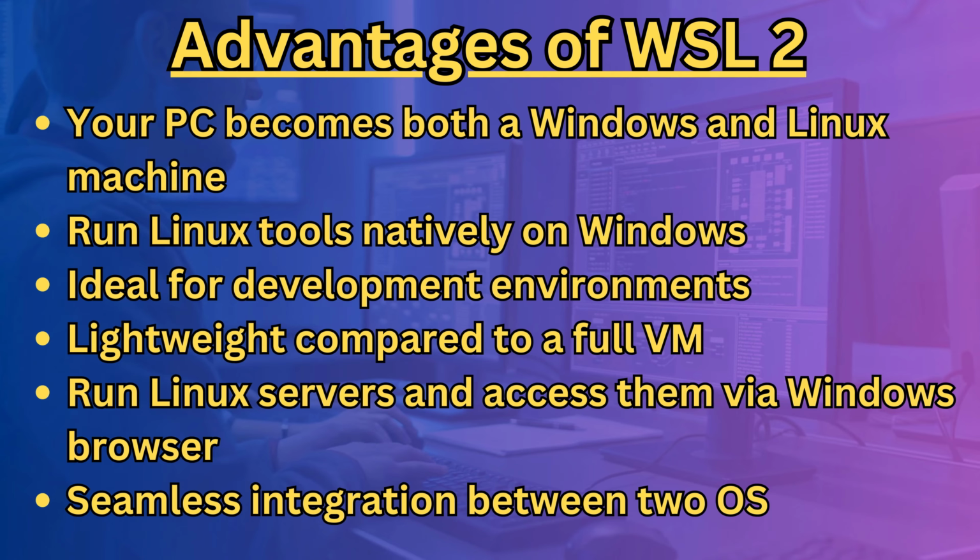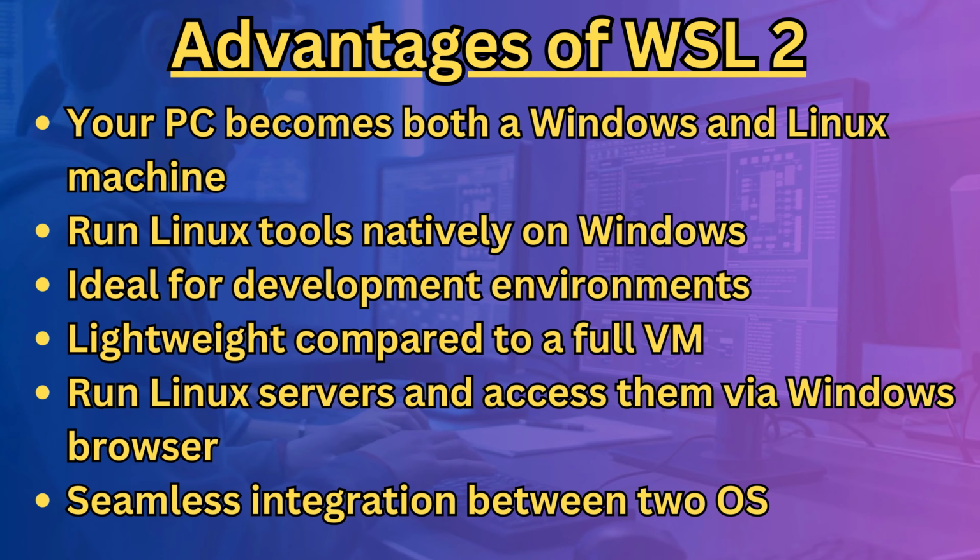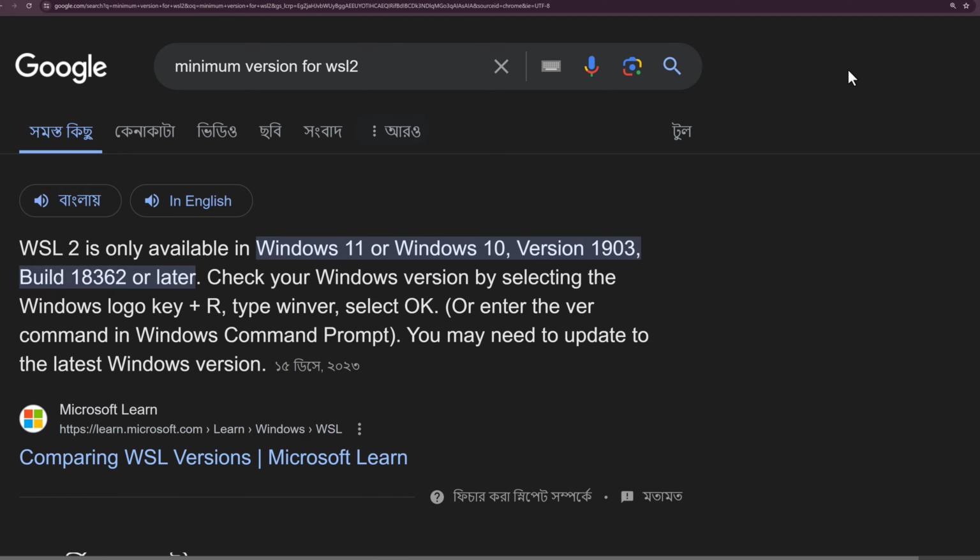Installing WSL on Windows. If you are using Windows 11, then you have no restriction, but if you're using Windows 10, then you have to have version 1903 or later to install WSL. So how can we check what version of Windows we are running on?